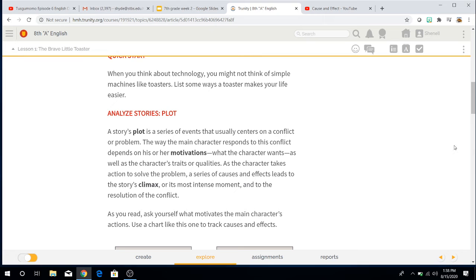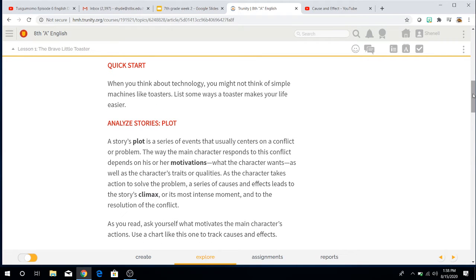Okay, our quick start activity. When you think about technology, you might not think of simple machines like toasters. So I want you to make a list of ways a toaster makes your life easier. I'd say 5 minimum, 7 maximum. So list 5 to 7 ways a toaster makes your life easier, because it does, guys, in a lot of ways.